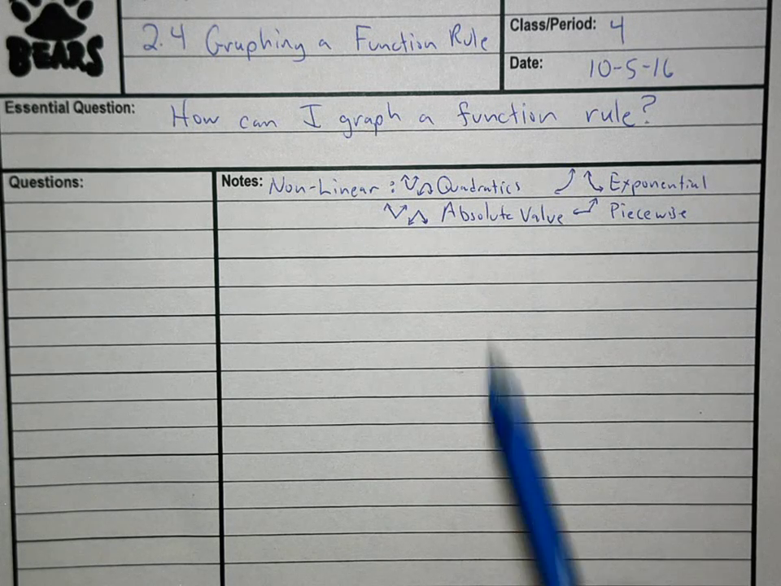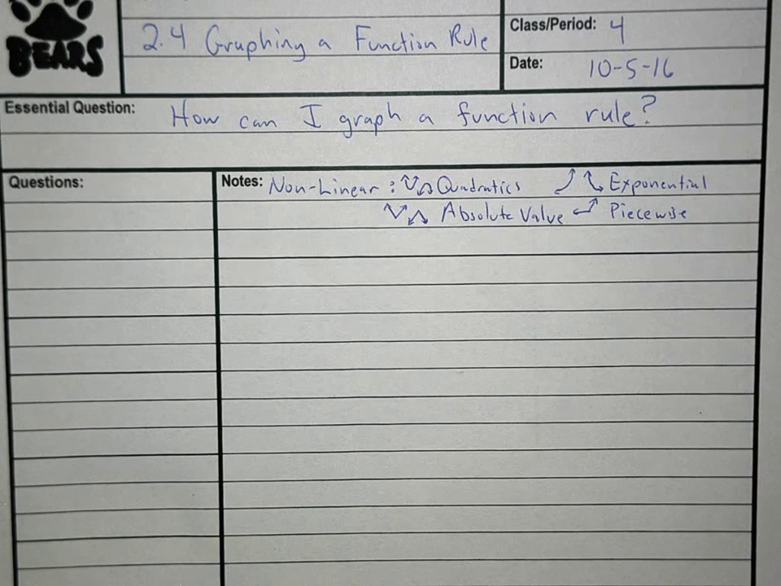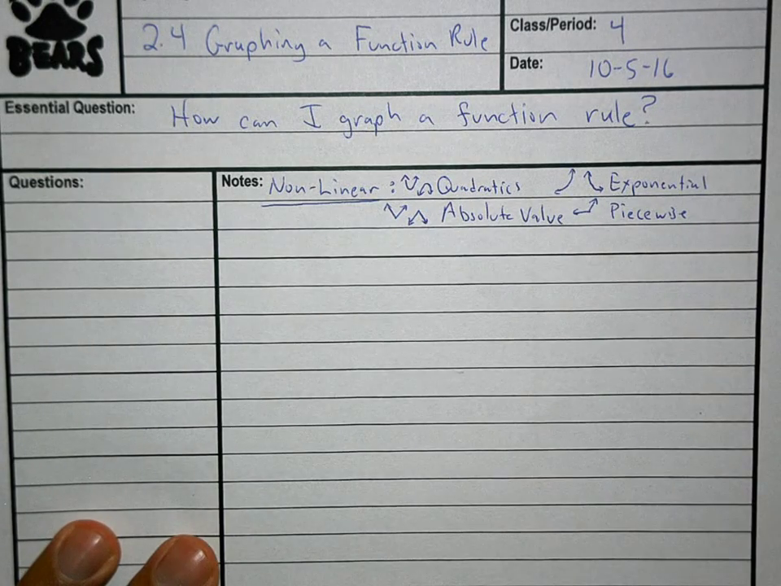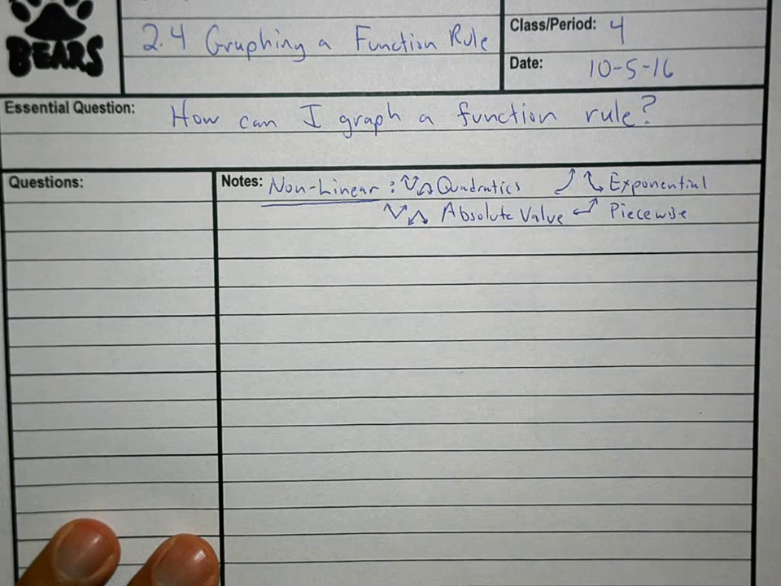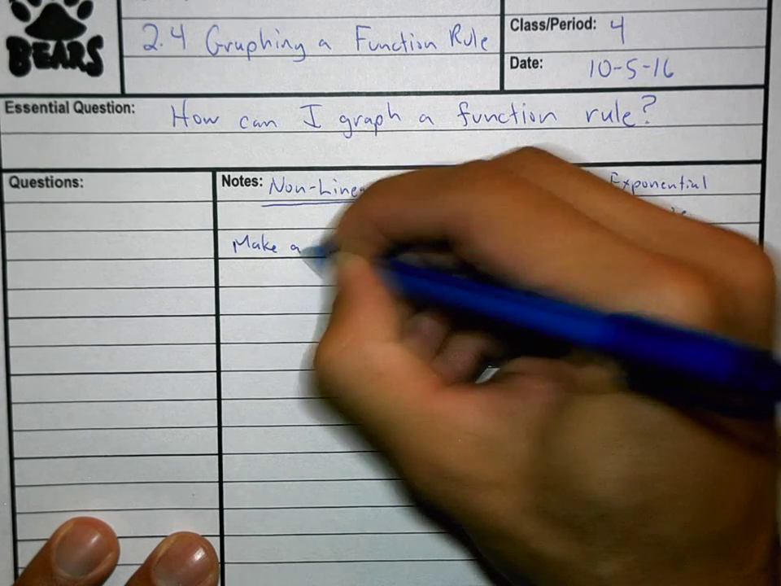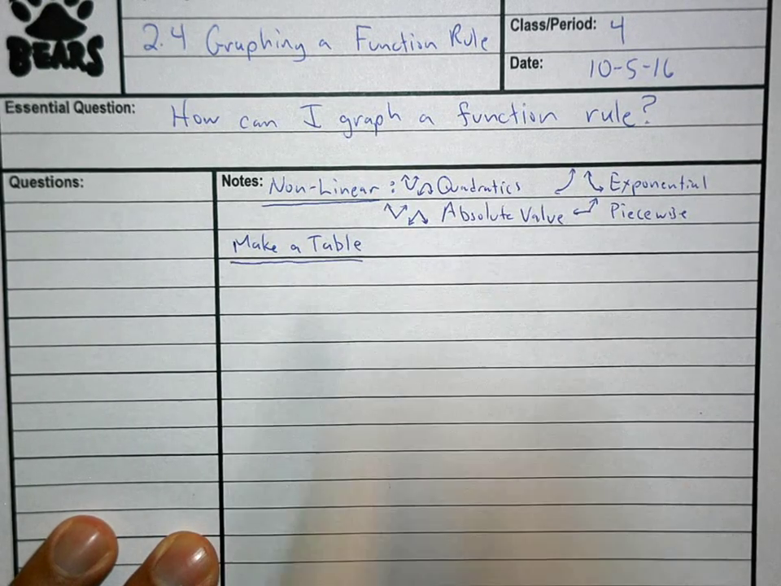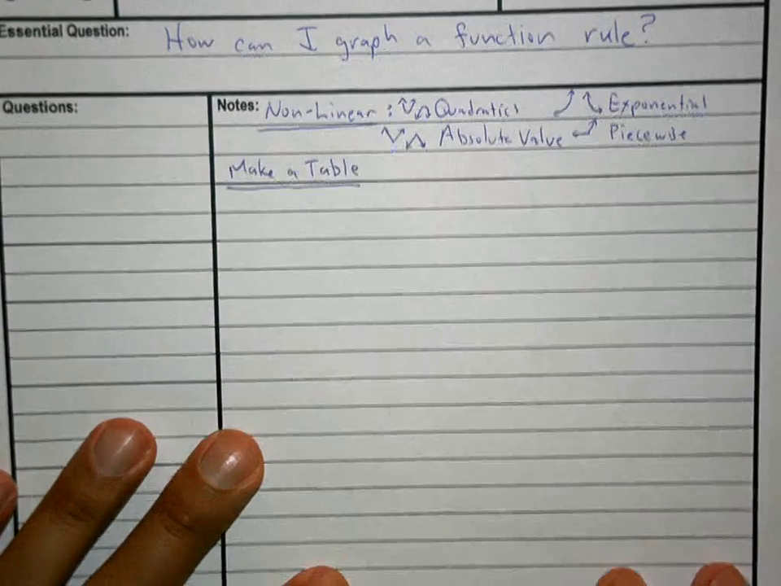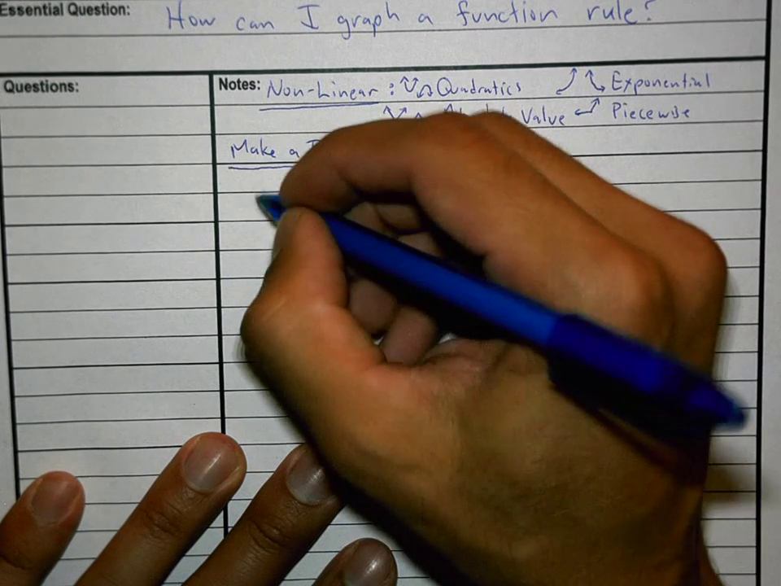If you are given a quadratic equation, this is the method that you're going to use to graph it. This first method I'm going to show you. If you're given an exponential or anything like this, you're going to use this method, and it's called making a table. When you make a table, the hardest part is picking the numbers. I'll give you an example.